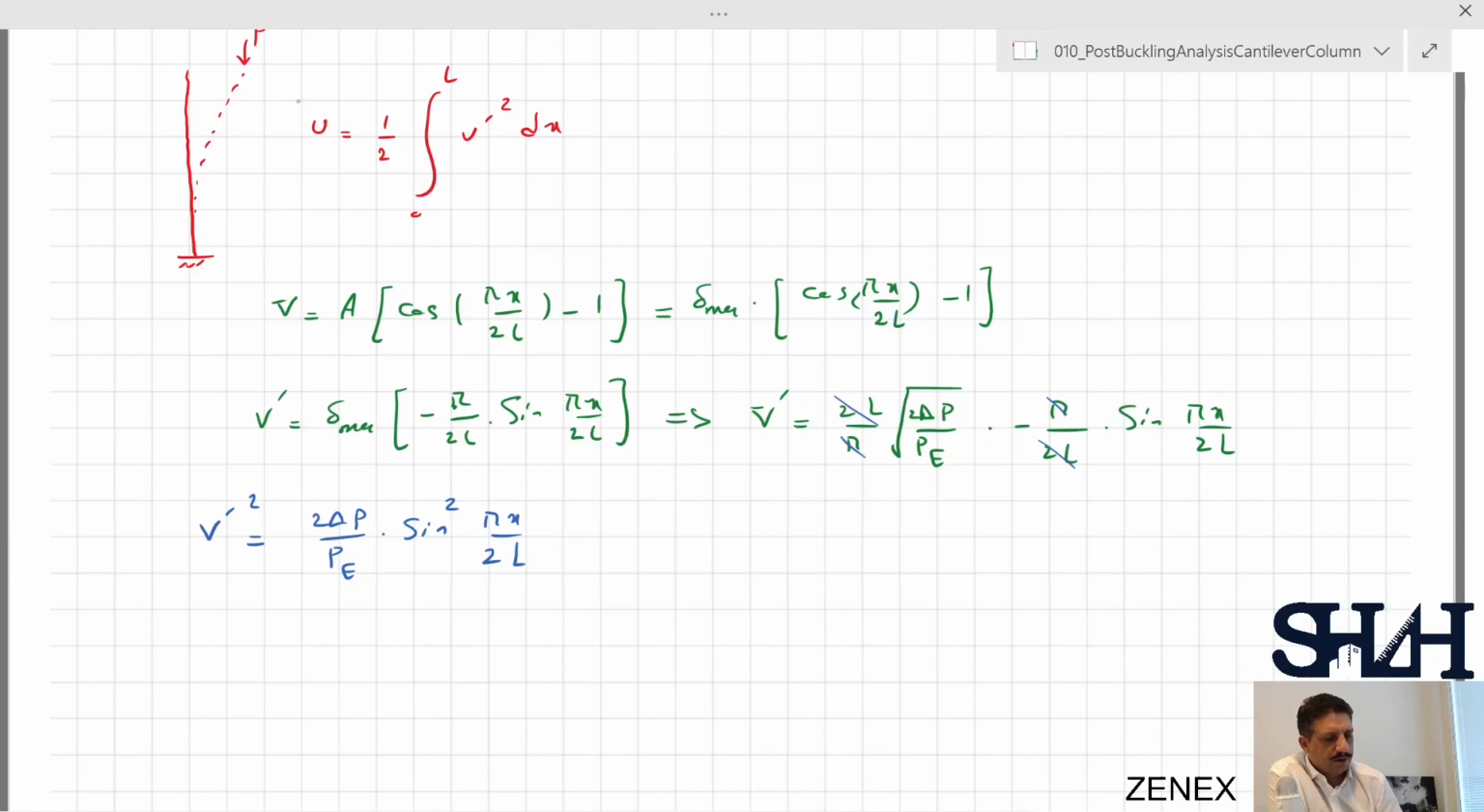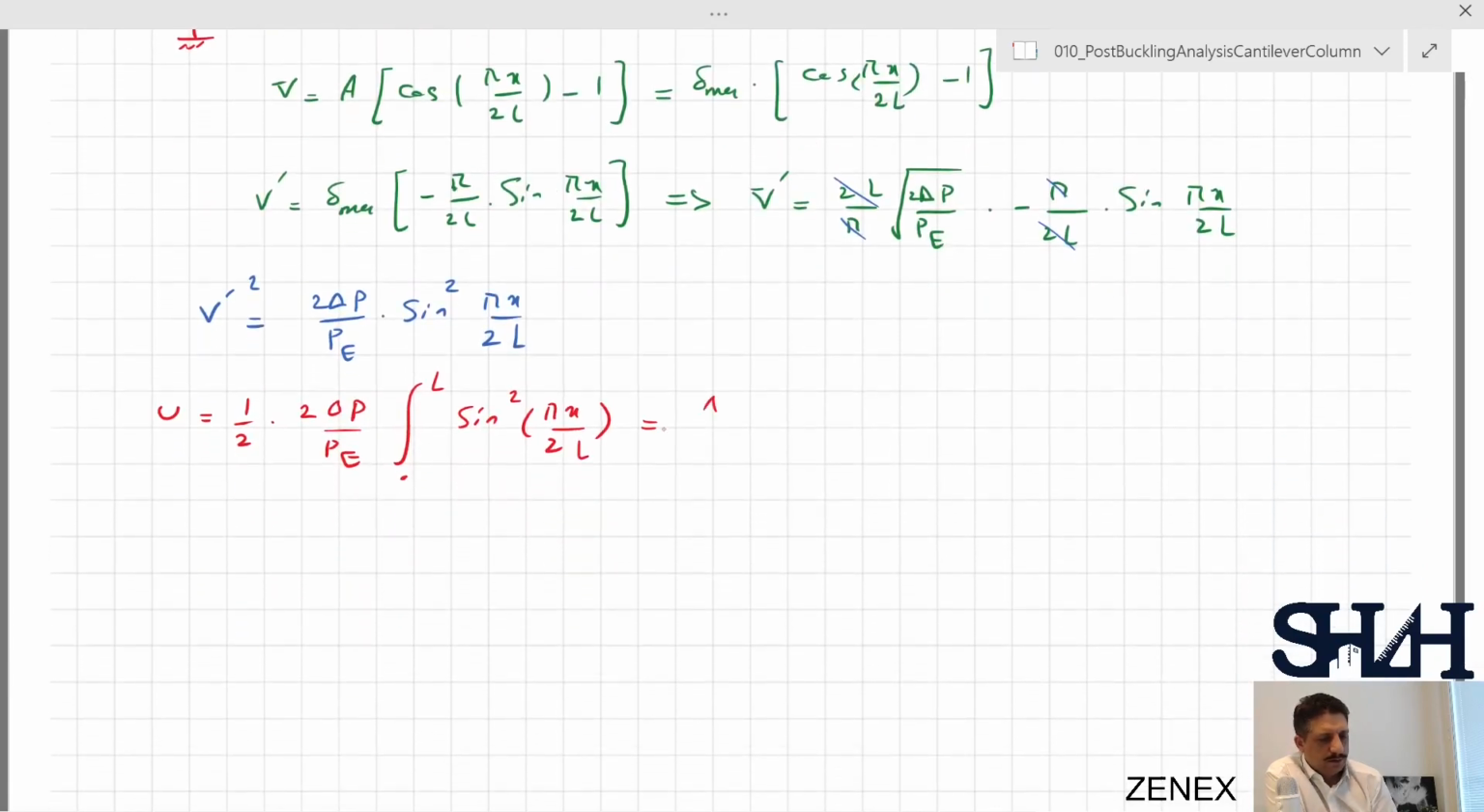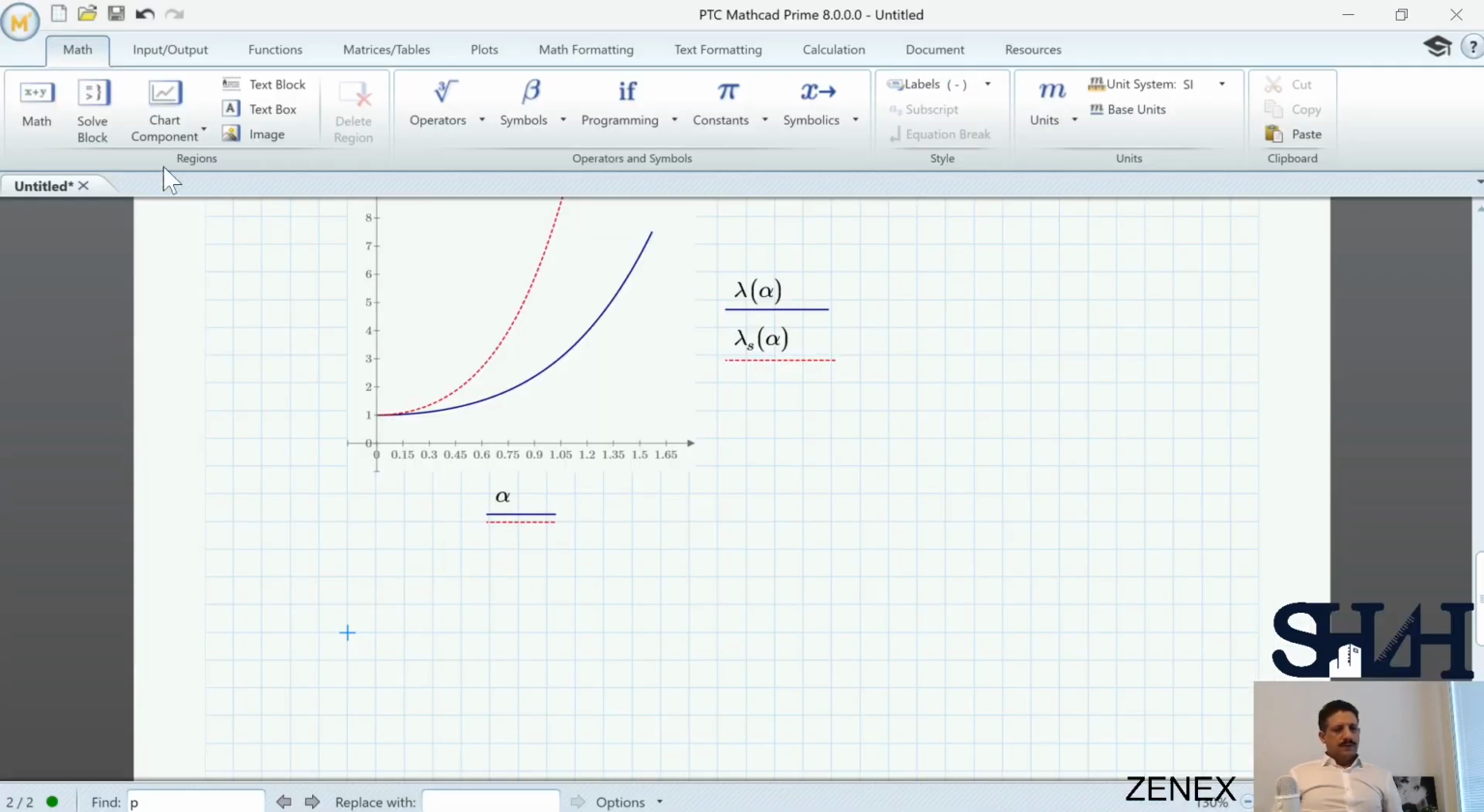Now I can substitute this into the U equation. So U will be 1 over 2 times 2 delta P over PE times integration from 0 to L sine squared pi x over 2L. So this will be delta P over PE times integration from 0 to L sine squared pi x over 2L. You can calculate this integration by hand or by MathCAD.